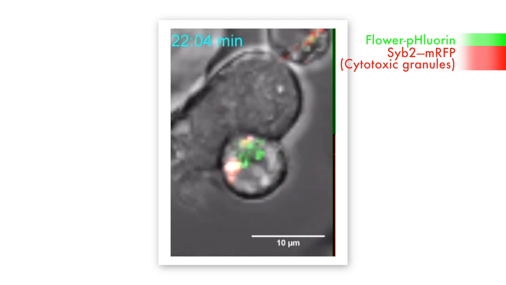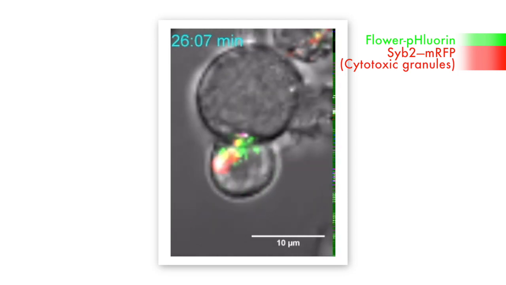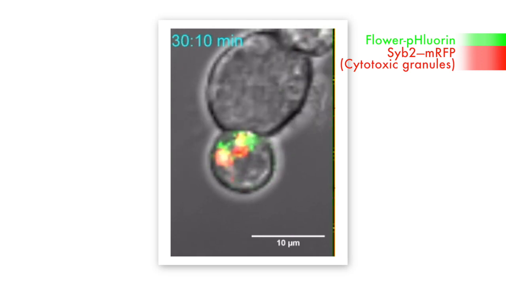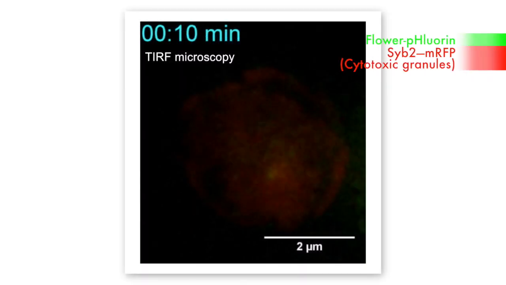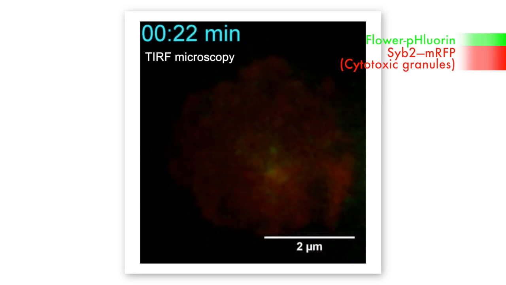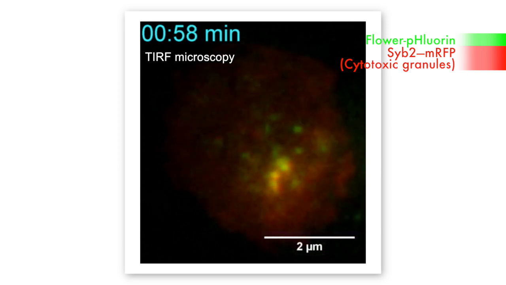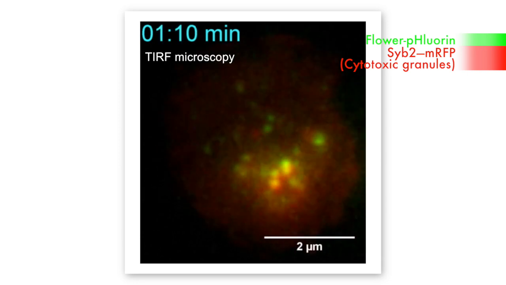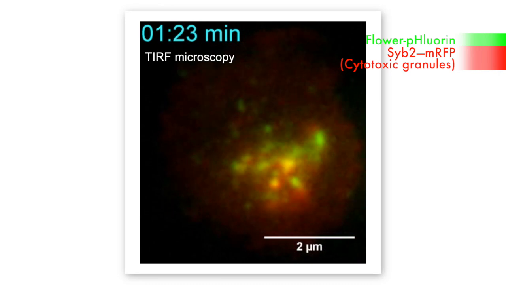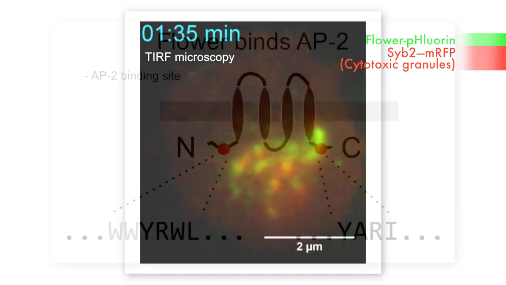We do not know anything about the identity of these flower-containing vesicles, but we know that these vesicles move to the immunological synapse before the cytotoxic granules move to the immunological synapse. So they are certainly acting there at a very early step.